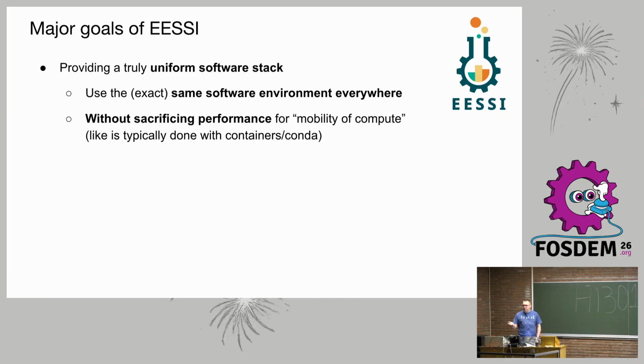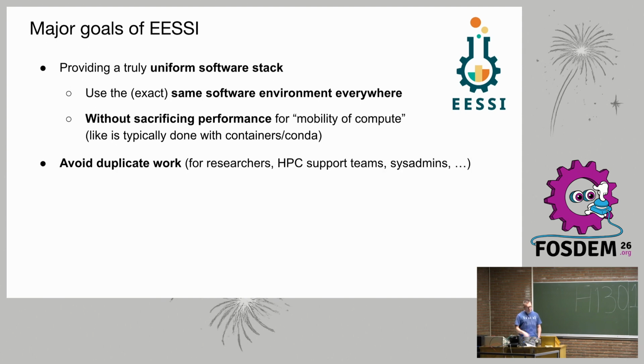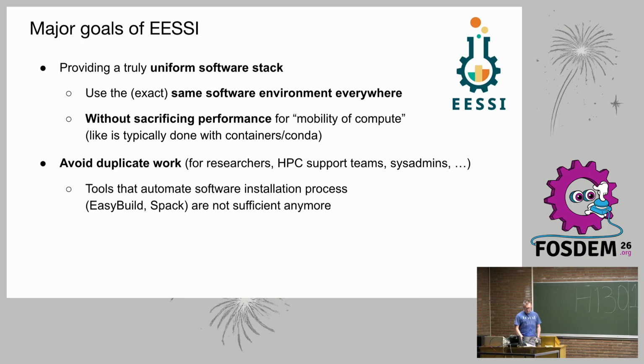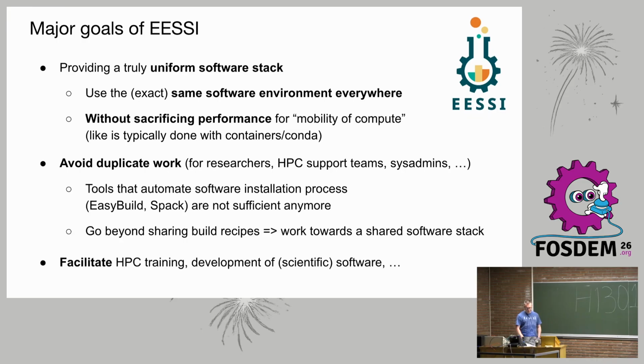I get mobility of compute when I'm sacrificing performance. That's not what we want to do. To some extent, Conda does the same thing. They build one package for x86. They don't build for every possible x86 CPU. We do. We're avoiding duplicate work by working together. We use tools that automate the software installation process, like EasyBuild. But like I already said, you use them in silos. You're not really working together on the installations themselves. That's something we want to change.